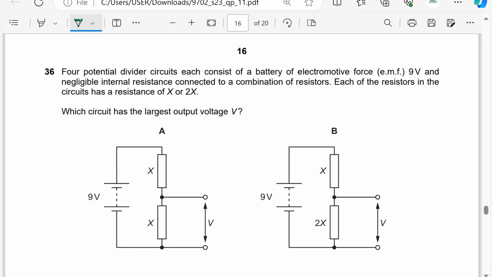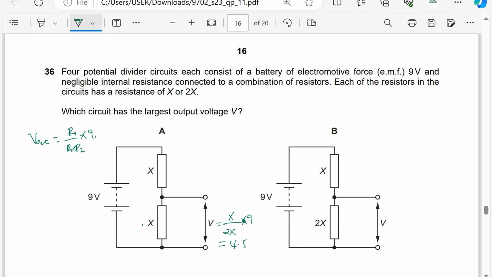First of all, I'm just going to use the potential divider formula, that is V out is equal to R1 over R1 plus R2 times the voltage supply, which is 9. So here, V is going to be equal to X over total resistance, which is x plus x, which is 2x, times 9. And I think this is 4.5 because x cancels out.